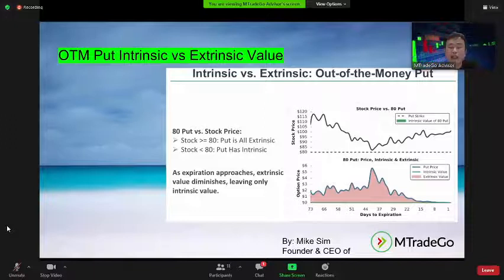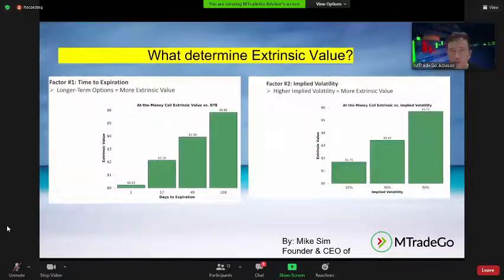There's another thing we're going to discuss, it's called theta. Okay, theta. So basically this is an out of the money put. So what determines the extrinsic value? These are the two things. Number one is actually the time to expiration.